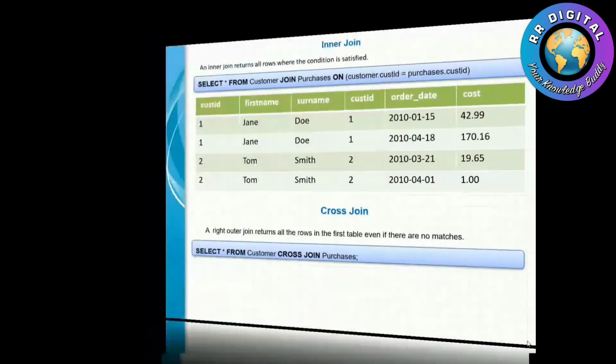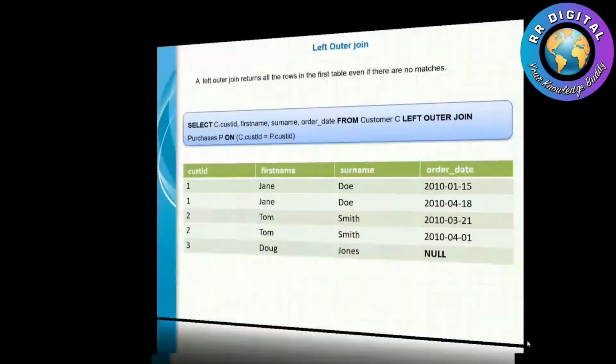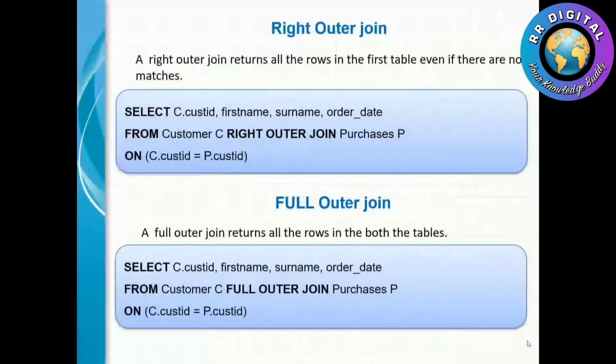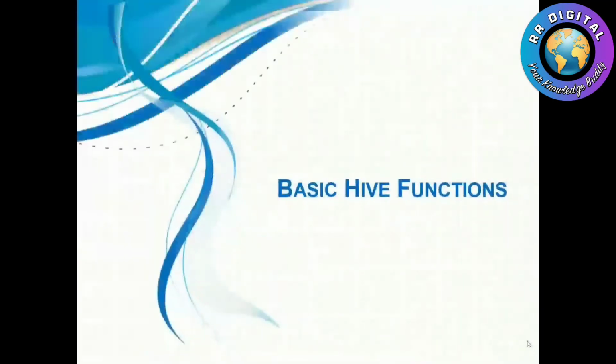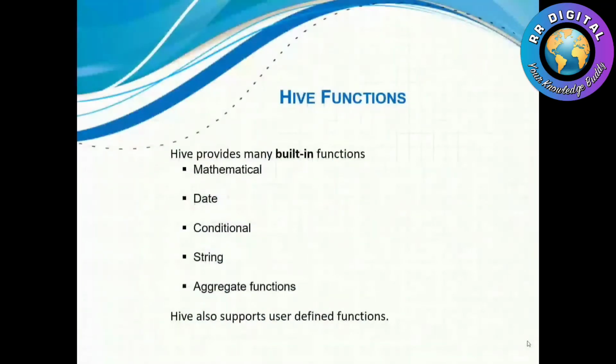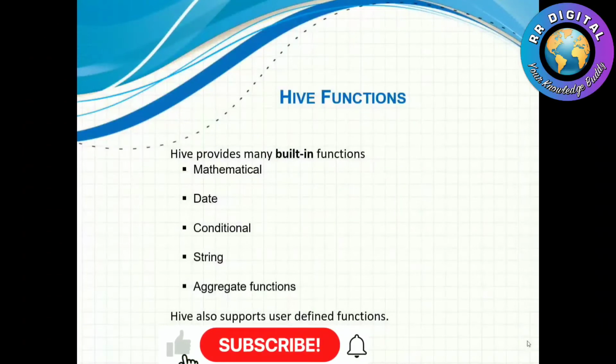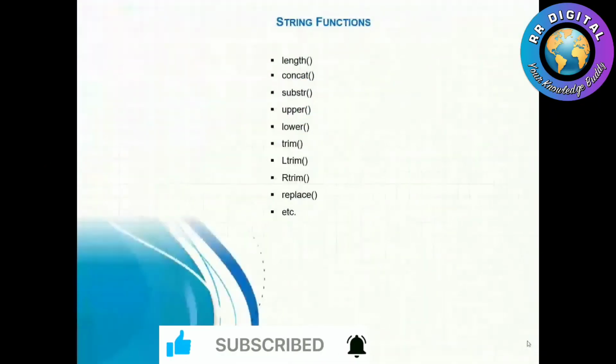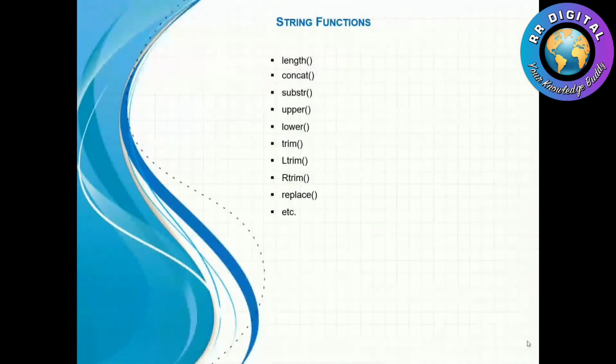And the next concept, basic Hive functions. We have different types: mathematical, date, string, conditional, and aggregate functions. But in real-time projects, most people use only string functions and aggregate functions. Within string functions, we again have different functions.